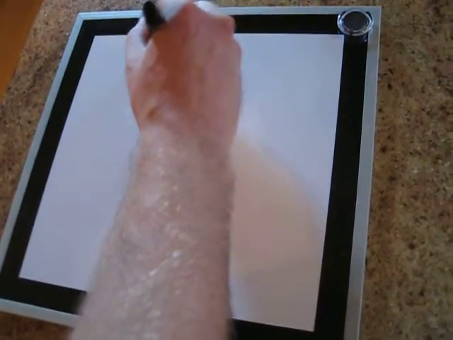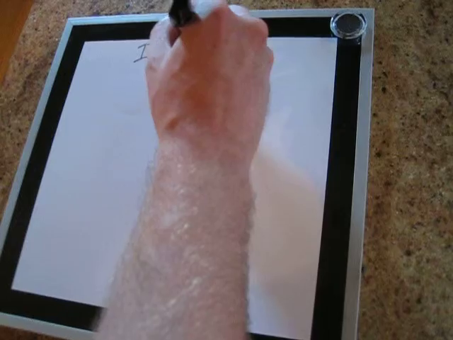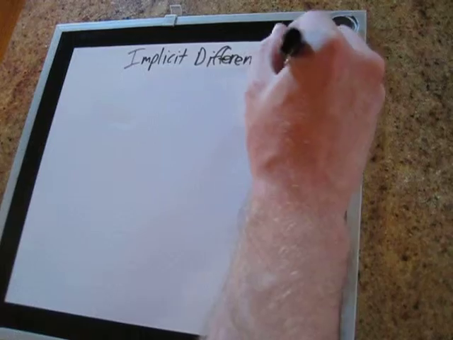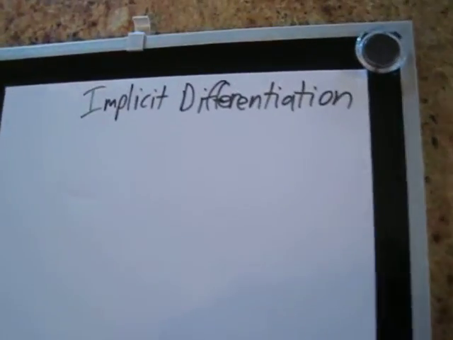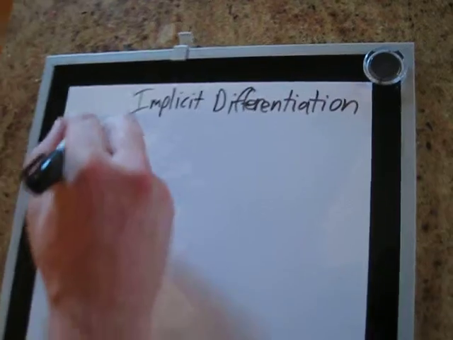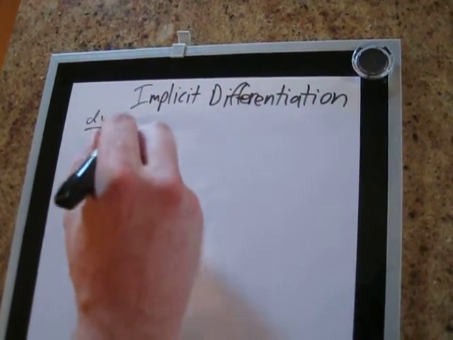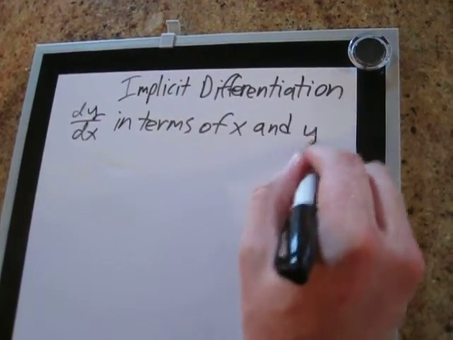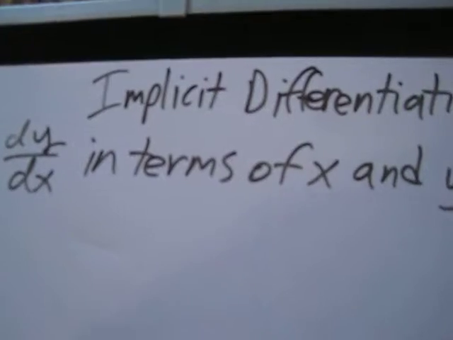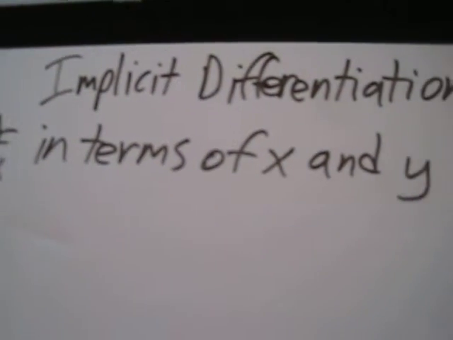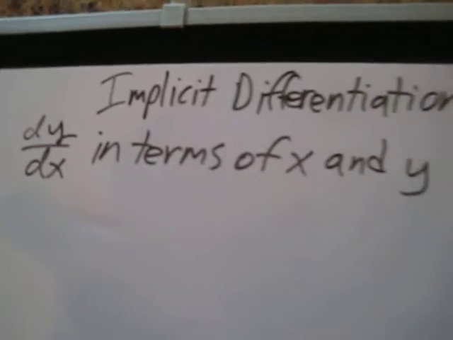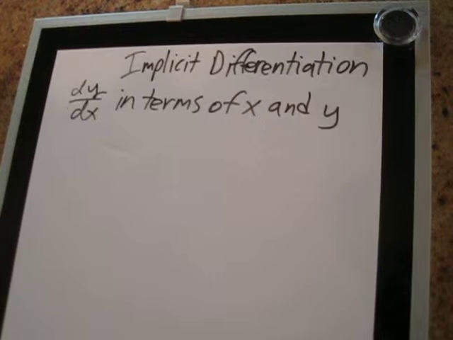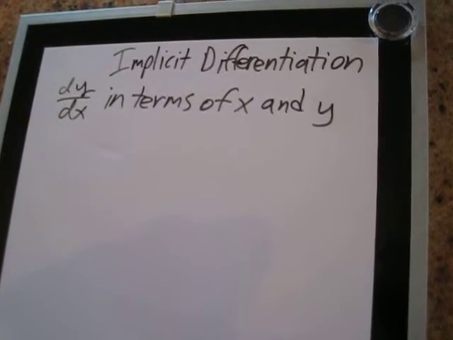We are going to talk about implicit differentiation. Implicit differentiation is a method that can be used to find dy dx, which is our derivative, in terms of x and y. Now, as its name implies, implicit differentiation is used to find derivatives of functions that are not explicitly defined in terms of x. Instead, they are implicitly defined as an equation of x and y.